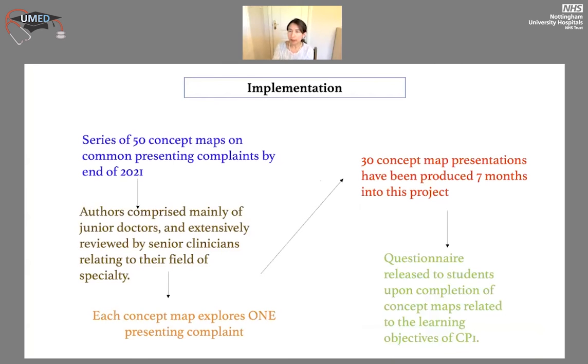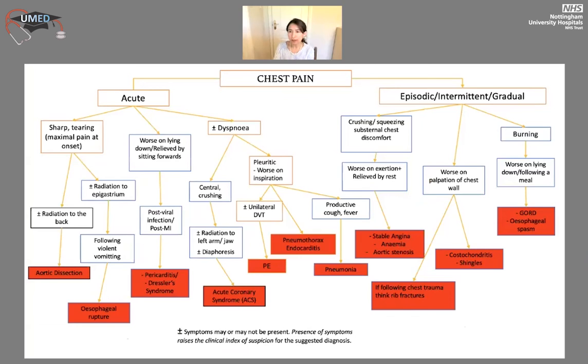We aim to deliver a series of 50 concept maps on common presenting complaints by the end of 2021. 30 concept map presentations have been produced 7 months into this project. They are then circulated on Moodle and on this project's dedicated YouTube channel. Each concept map explores one presenting complaint, identifies the key groups of differentials, and provides a visual demonstration of the thought process that helps distinguish those differentials from one another.